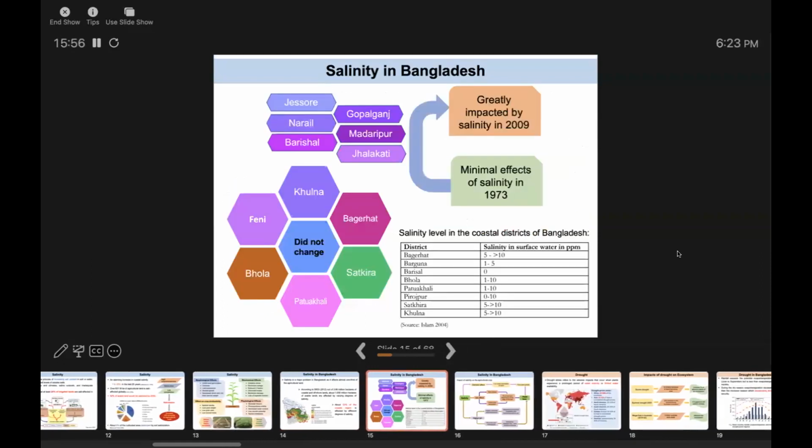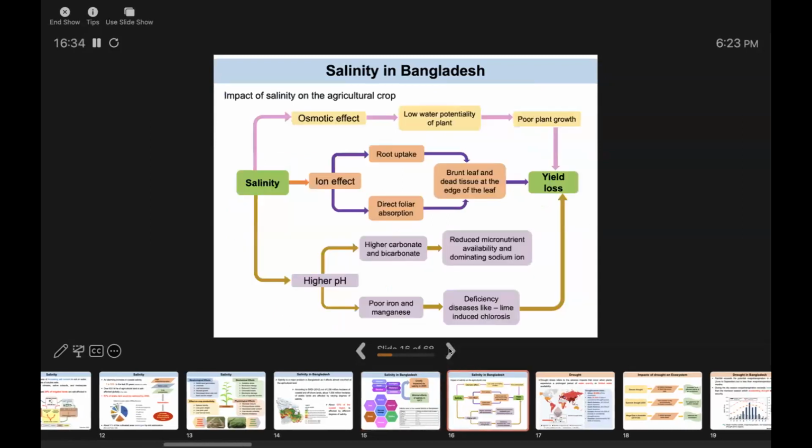So if we see the borderline of this coastal region, like Bhola, Patuakhali, Satkhira, Bagerhat, Khulna, Feni, over the last 30 years, the salinity level did not increase much. But what happened is that the neighboring districts on the northern side of those districts were also greatly impacted by salinity, which was not affected before 1973. It is under saline condition, and the soil or cultivable arable lands are under the salinity region.